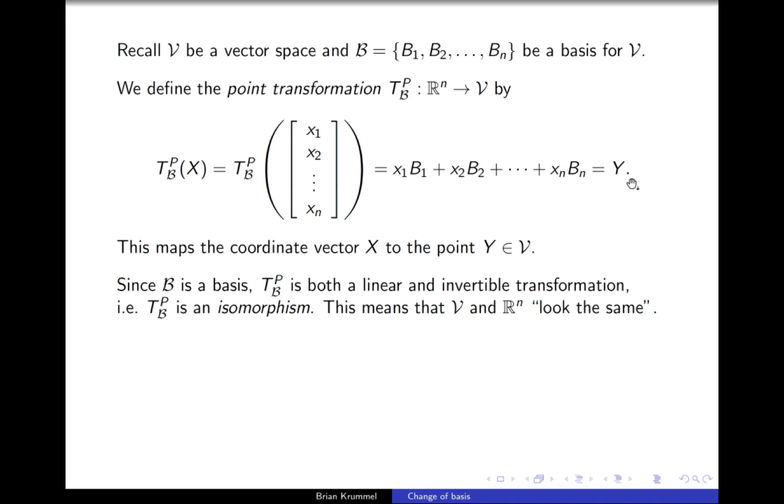Now in particular, V has a basis consisting of n vectors. So if V is an n-dimensional vector space, then we can take a basis of n vectors B, and then every n-dimensional vector space V looks like a copy of Rn via the point transformation.